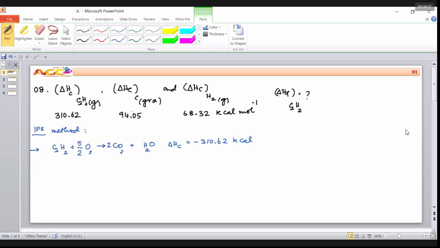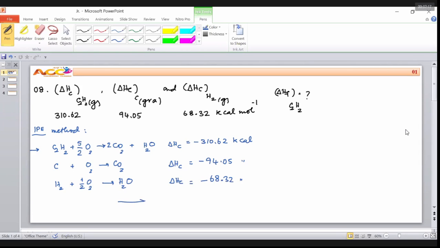Enthalpy of combustion of graphite: carbon plus oxygen gives you carbon dioxide. Del H combustion of graphite is equal to minus 94.05. Hydrogen H2 plus half O2 gives you water. Enthalpy of combustion of 1 mole of hydrogen is equal to minus 68.32 kilocalories. These are called given equations. Now come to the desired equation.